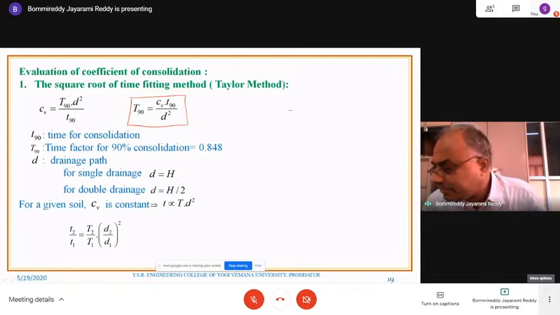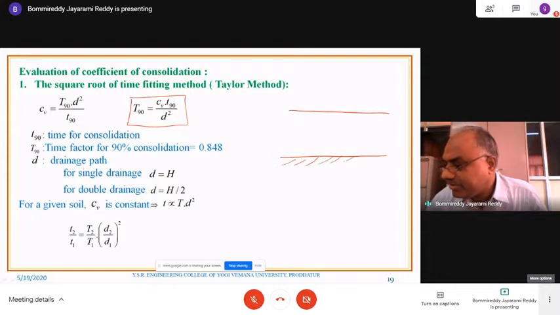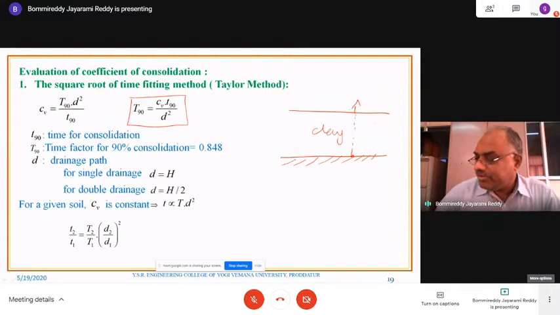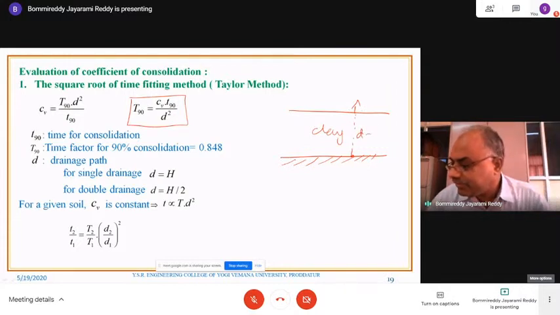So the meaning of it will be, you can look at here, this is a very hard stratum, and this is the clay, saturated clay. The water particle at the bottom has to move to the top, and it will be moving out for a distance of drainage path equal to H. That is single drainage.